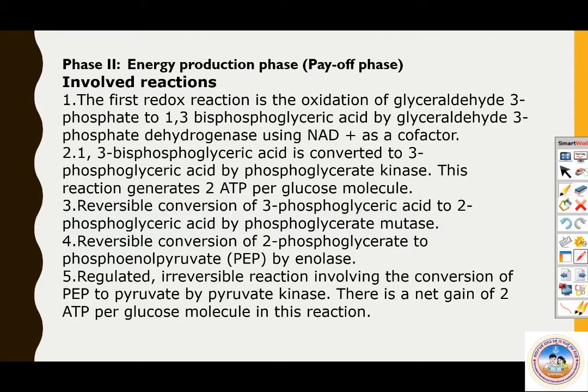Phase 2. Okay. Now this is the payoff phase. Darling, here is where your energy is being produced. There the energy had been consumed, so here it is getting paid off for whatever it has taken in. Am I clear to you? So in the payoff phase, what is that? The first redox reaction is the oxidation of glyceraldehyde 3-phosphate to 1,3-bisphosphoglyceric acid. Am I clear to you?